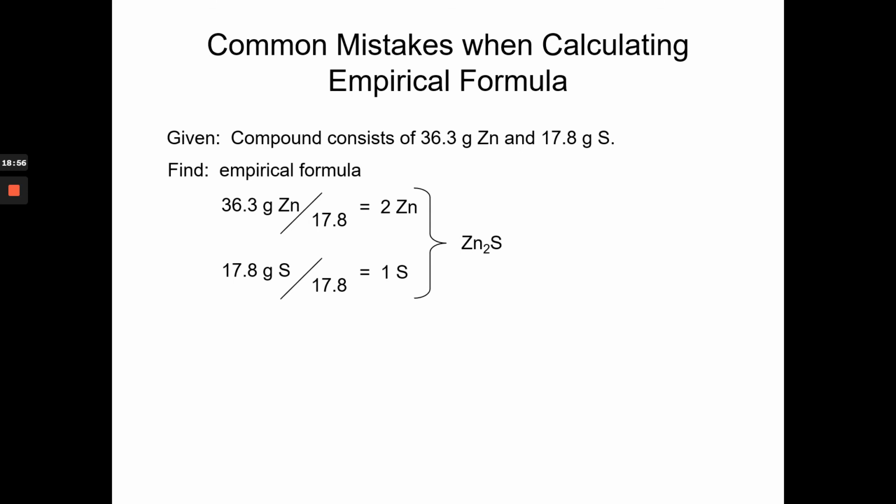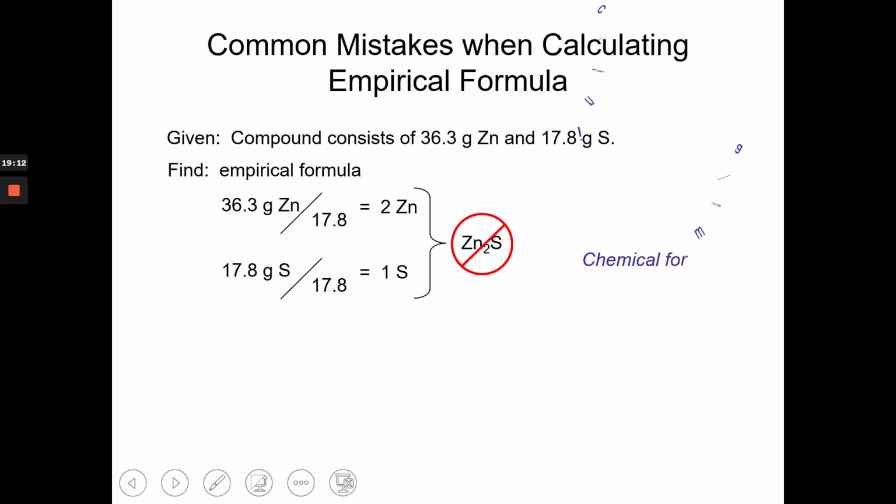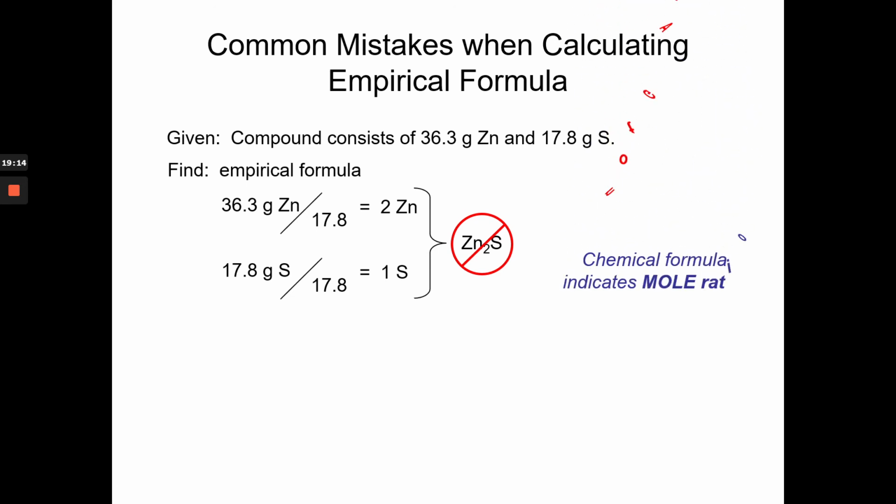Now, the mistake we made here was step 1 was to get grams, step 2 said convert grams to moles, and then step 3 was divide by the smaller numbers. We divided at the wrong time. So that's not right. What we should have done instead, and understand the chemical formula is indicating a mole ratio of the atoms there, not a gram ratio.